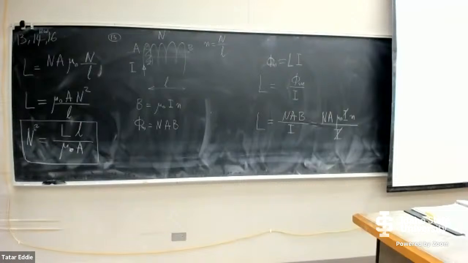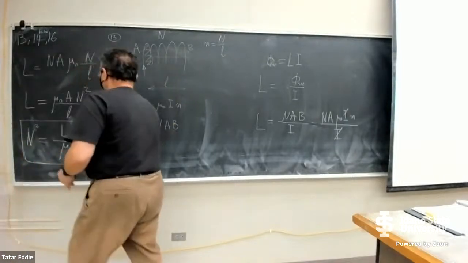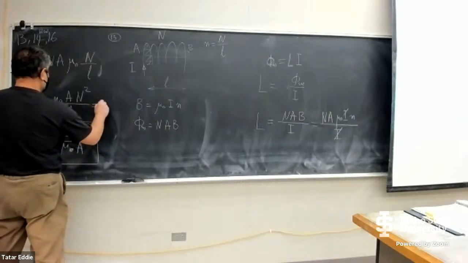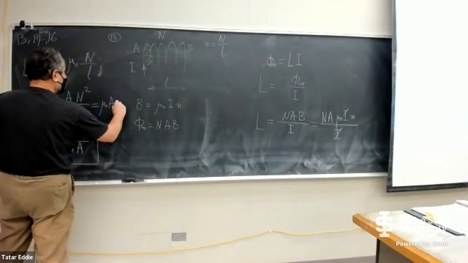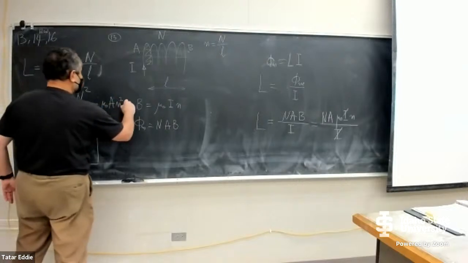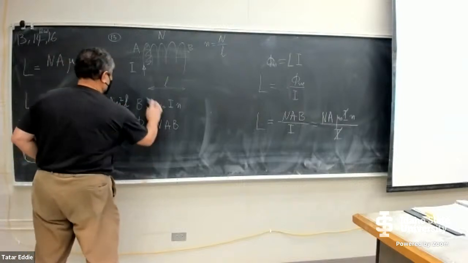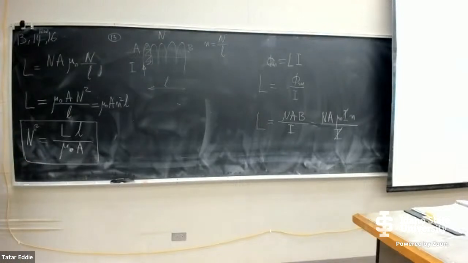So again, the formula for inductance of a solenoid with N turns is either written this way, but in the textbook, I think they write it as mu naught times area times lowercase n squared times the length L. So in the textbook, they write it in this form. It is in one of the examples in the chapter.